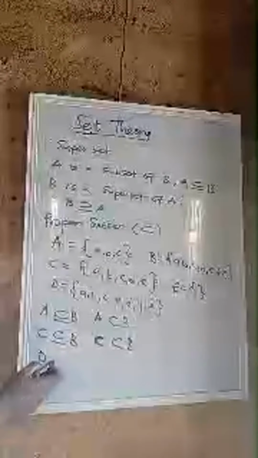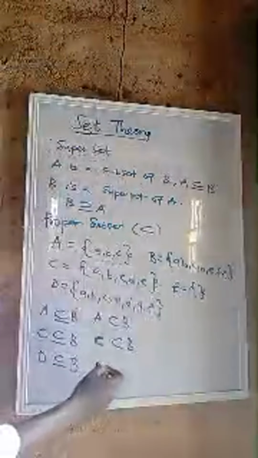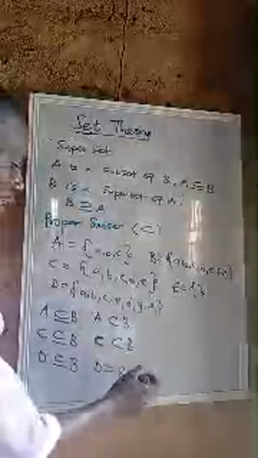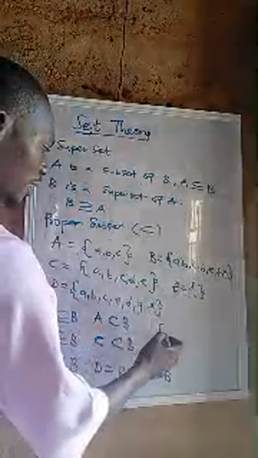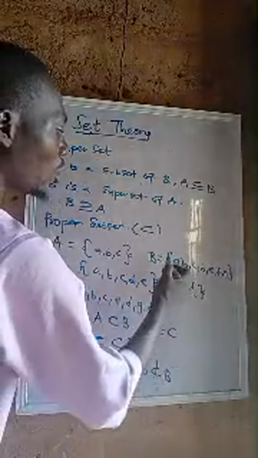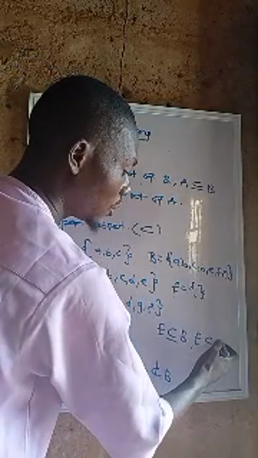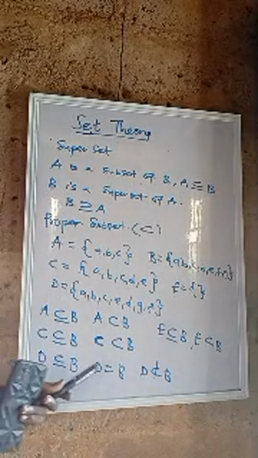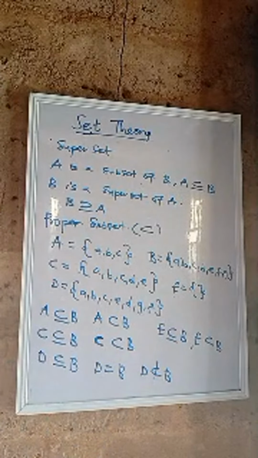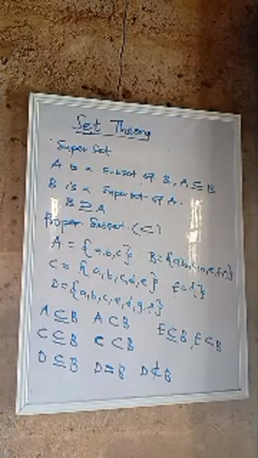Now look at D. D is a subset of B. Every element here will have them here. And at the same time, D is equal to B. Since D is equal to B, then D is not a proper subset of B because they are equal. Another one is the E we have there. E is a subset of B and is also a proper subset of B. Why? Because it is not equal to B. But at the point in time they are equal, then it is not a proper subset. It is improper.